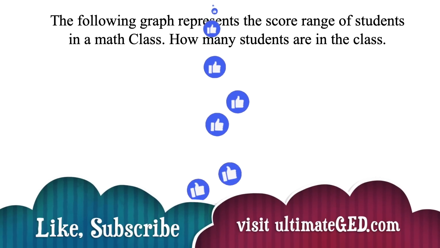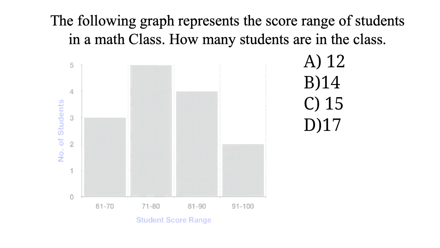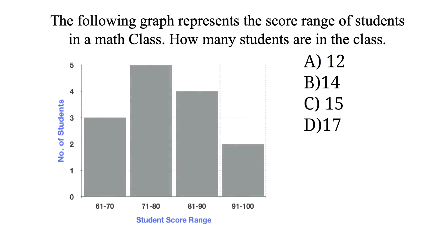The following graph represents the score range of students in a math class. How many students are in the class? A. 12. B. 14. C. 15. D. 17. Being able to read and interpret graphs is a must on the GED. Here, the x-axis represents the score range and the y-axis represents the number of students whose scores are within that range.